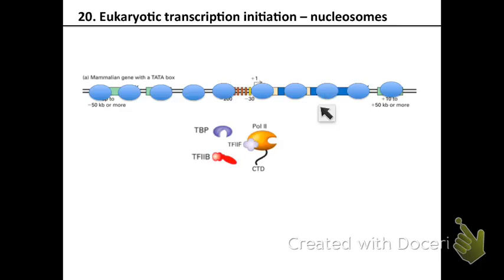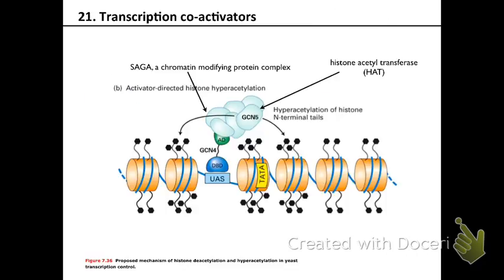You have nucleosomes around here. You have all your initiation proteins. They need to bind to the DNA, but if it is wrapped around nucleosomes, they're not going to be able to do that. So how does that happen? The opening up of chromatin is mediated by transcription activators in eukaryotes. Okay? So here's an example transcription activator called GCN4.